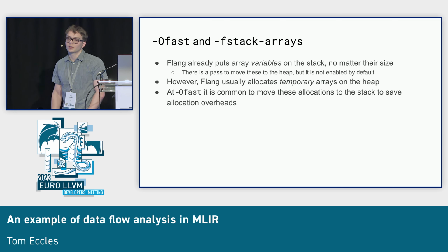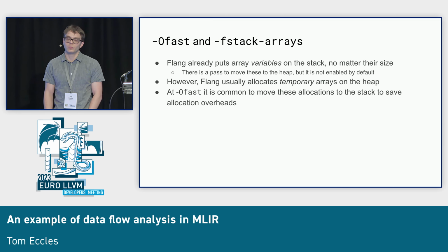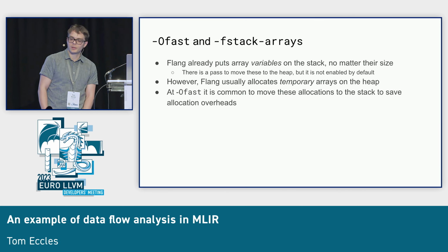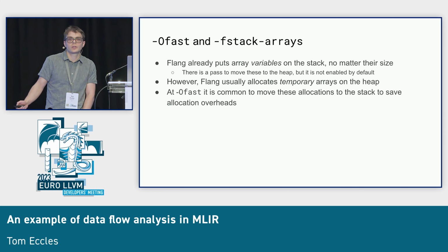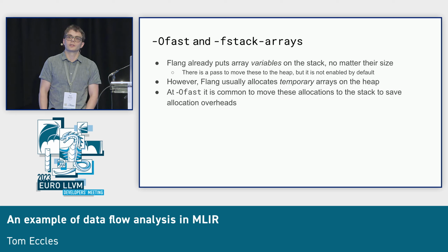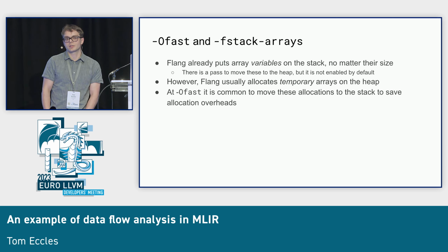So I was adding Ofast to Flang a few months ago. One of the things that came up in review is that other Fortran compilers have a feature at Ofast called stack arrays, where temporary arrays are allocated on the stack instead of on the heap. And it's just sort of assumed that a 64-bit machine is going to have a big enough stack to stick arrays onto. Flang already allocates real variables on the stack, and then you can configure a particular pass to move them to the heap if arrays are too large. So all I was concerned with is temporaries that are created by the compiler, such as the one we saw previously.